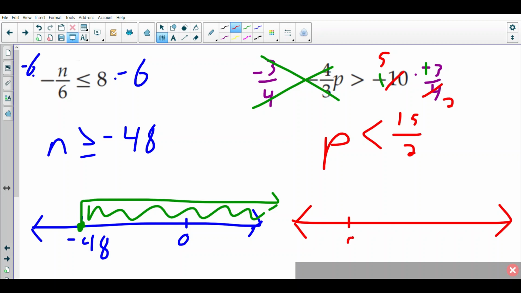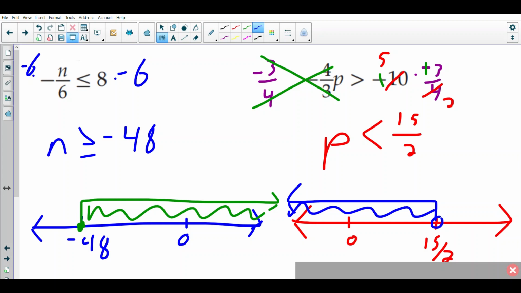Got my arbitrary 0, 15/2. Notice I'm leaving it as a fraction to make it easy on myself. I don't really need to know exactly what it is off the top of my head. I can just work with it. So it's an open circle, and it's follow the arrow. And there we go.